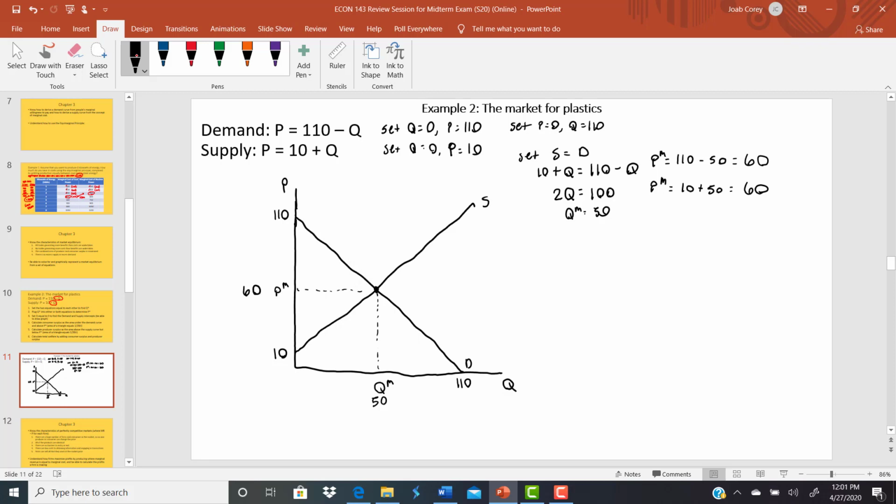Now from here we can figure out our consumer surplus and our producer surplus. Right. So we'll do the consumer surplus in blue here. Remember, that is the area below the demand curve.